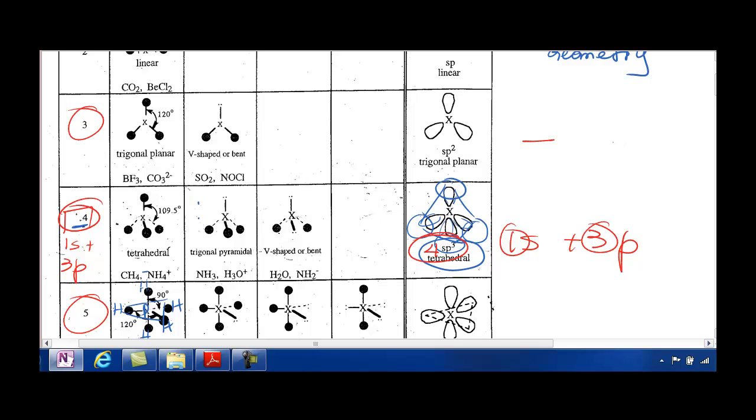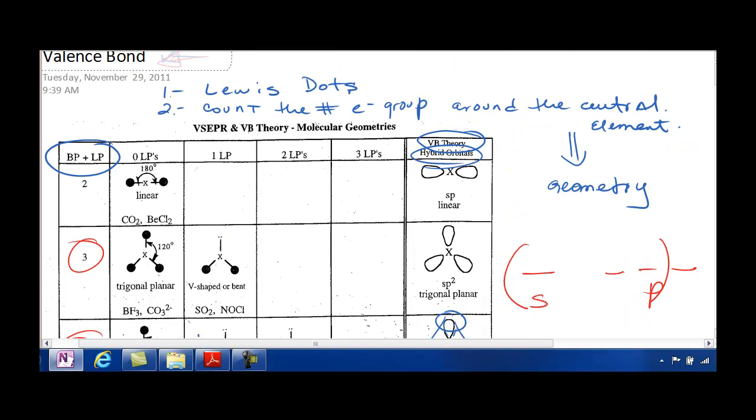1s and, well, how many p's? P's are 3, but do I need all 3? No. If I only need 3 bonds, it's 1s and 2 of the p's. The px or the py or the pz, it doesn't matter. 2 of the p's. What about a count of 2? Just 1s and 1 p, and we're done.